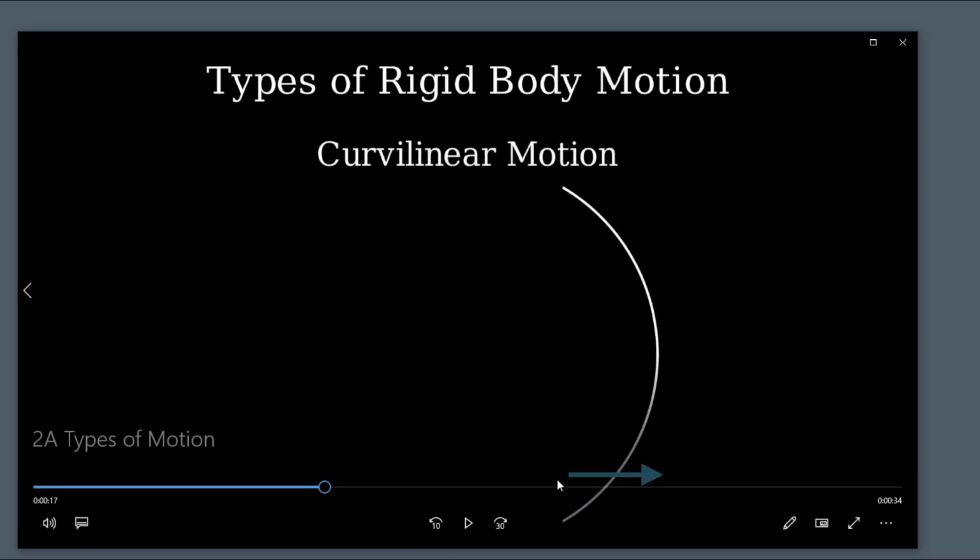Can you see that? The arrow is pointing to the right and it continues to point to the right. It is moving along some curve and it continues to point to the right. So you can imagine the same thing for rectilinear, just that instead of a curved line, you can imagine a straight line.